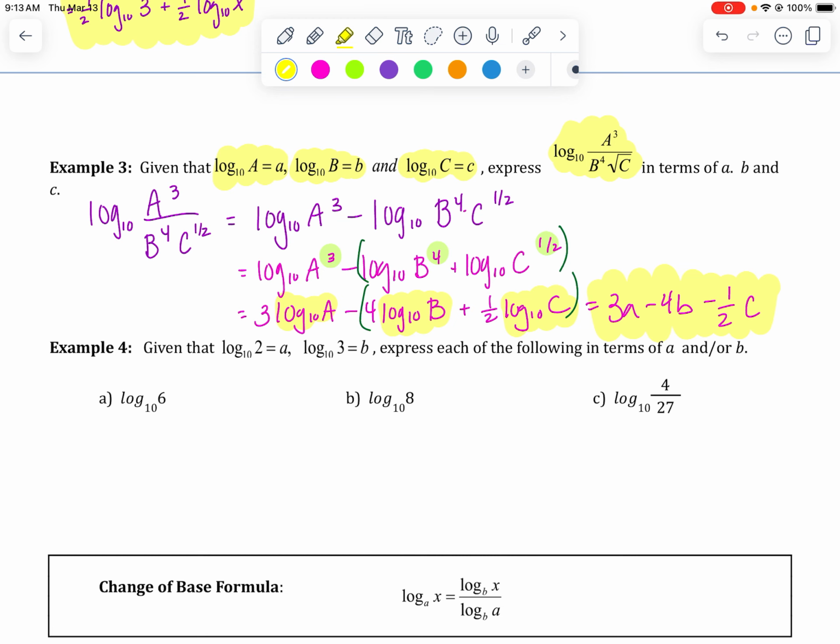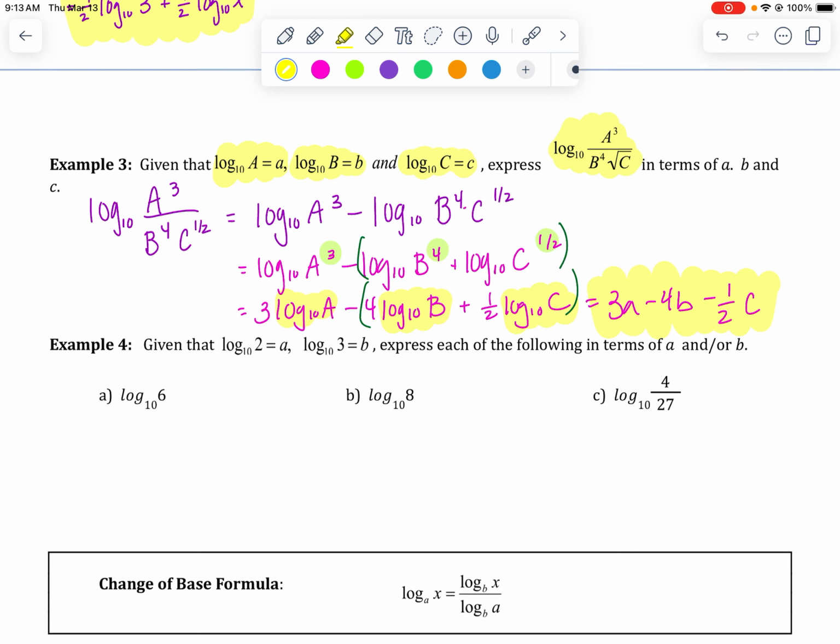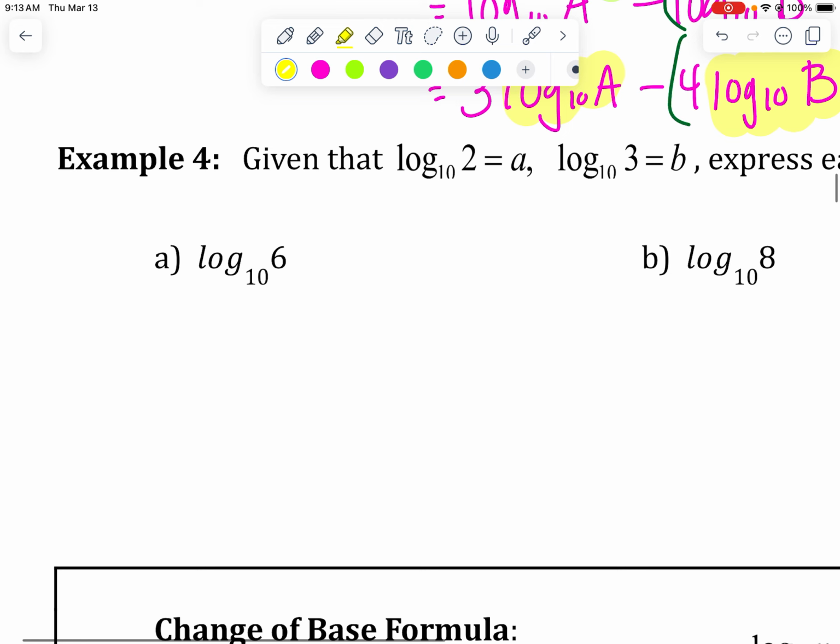So let's go ahead and I'll do A and B with you. Part A, it says log base 10 of 6. So I can go ahead and rewrite this. Because we are trying to get to 2 and 3, I'm going to rewrite this guy as log base 10 of 2 times 3. 2 times 3 is equal to 6. So that is completely fine.